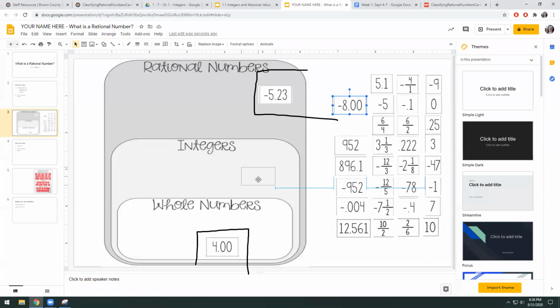If I had -8 in here, think about that layer of cake. What are you cutting into? Well, you're cutting into integers and rational numbers. So this -8 is an integer and a rational number.